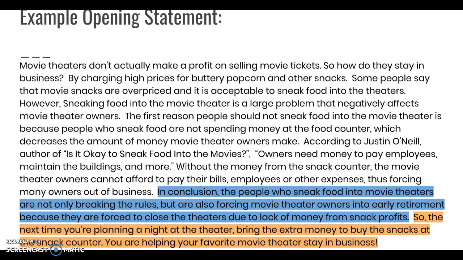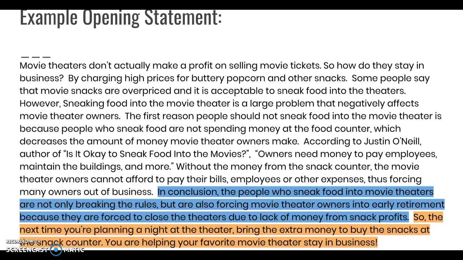I have re-summarized all of my information and my reasons as well as my claim statement in that sentence. The next orange sentence says, so the next time you're planning a night at the theater, bring the extra money to buy the snacks at the snack counter. You are helping your favorite movie theater stay in business. The last sentence is my powerful concluding statement so that I can help other audience members realize just how important it is to pay for snacks at the theater.